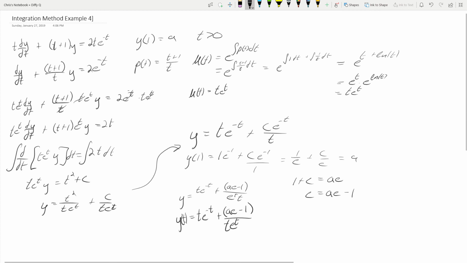So that is our solution of how we solve this linear first order differential equation using the integration method.